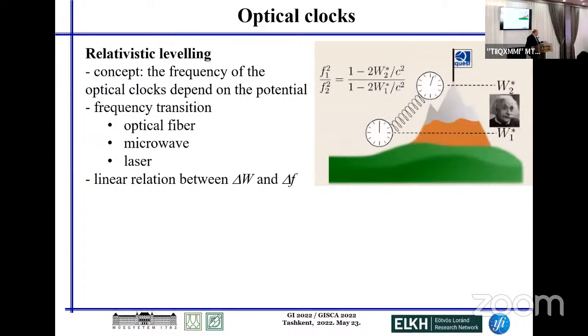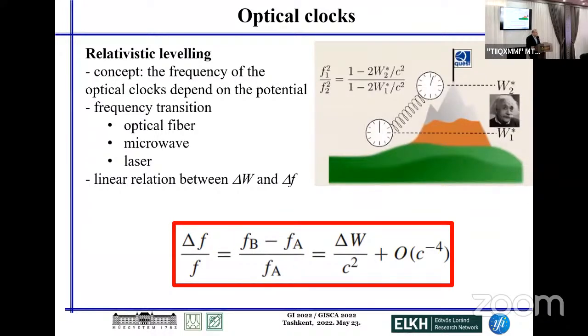And actually, it even turns out that the relation between the two is quite simple. There's a linear connection between the change of the frequency of the optical clock and the change of the geopotential, which in practice you can say is automatically the height difference. It's a very promising tool: optical clocks, which will be developed mainly, I think, for IT applications, can also be used for geodetic purposes.